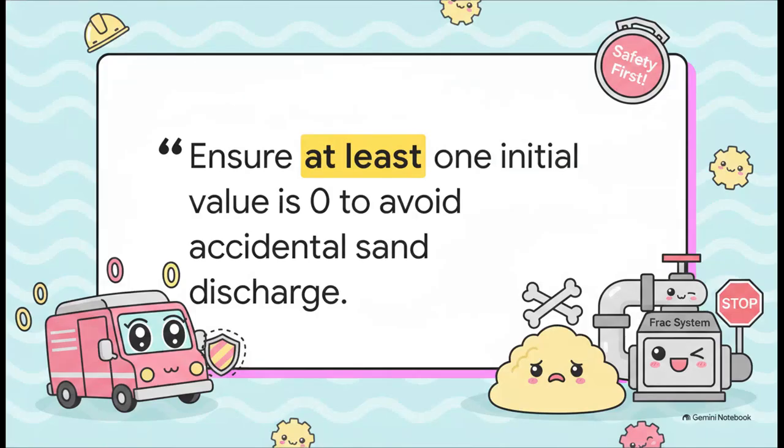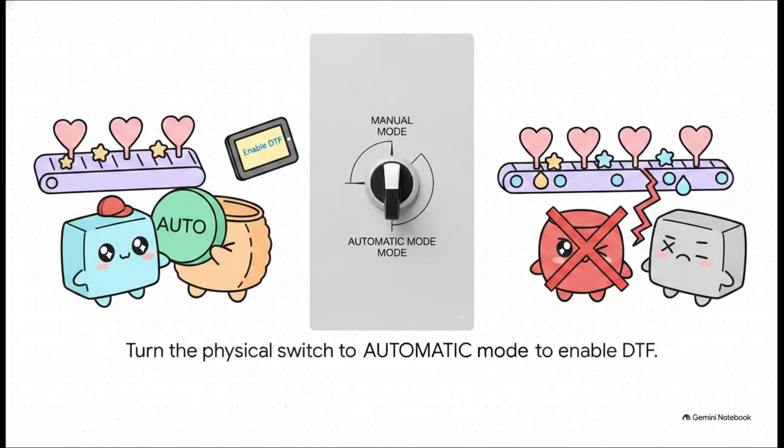Now, before we go a single step further, listen to this absolutely critical safety rule. When you're running these initial communication tests, you must ensure at least one of the initial values from the data van is set to 0. This is a strict, non-negotiable safeguard. We literally do not want an accidental, uncontrolled avalanche of sand just because you were trying to ping the network. Safety first, always.